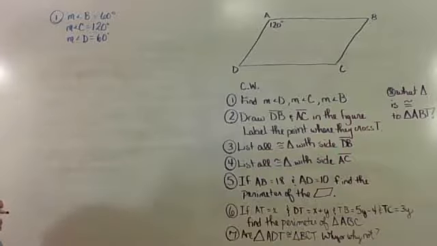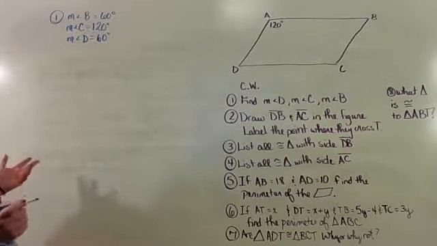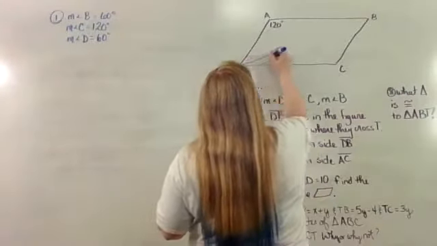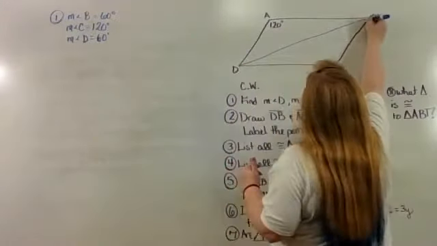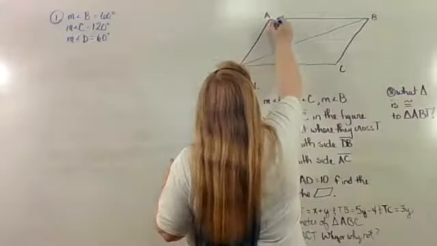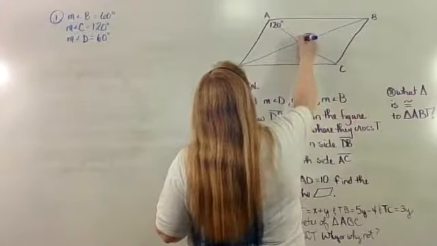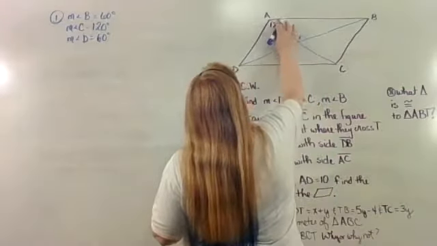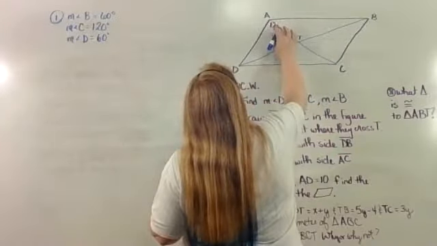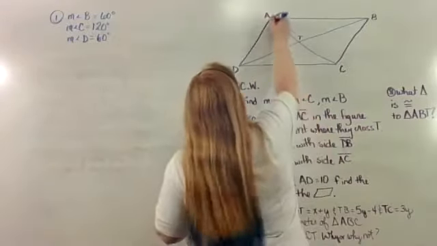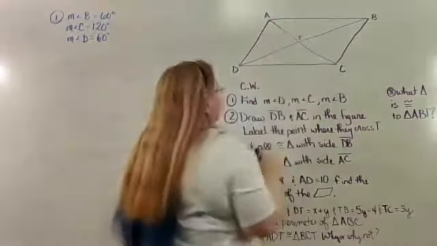That was simple enough. Number 2 was to draw stuff. So this is me drawing stuff. I'm labeling that 10. I can go ahead and take out my 120 now, I think. I'm labeling that T, not 10.